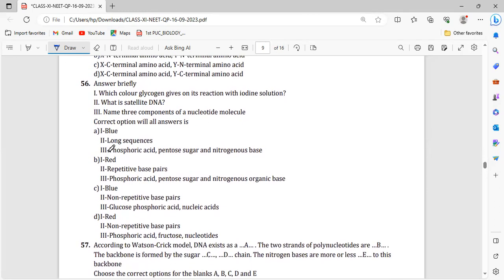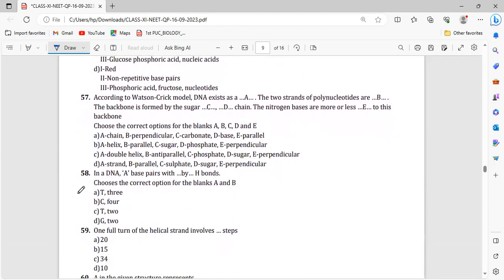Which color does glycogen give in its reaction? It will be red color. And what is satellite? It is the repetitive base pairs. Name three components of a nucleotide molecule. It is phosphoric acid, pentose sugar, and nitrogenous organic base. So it should be option B.